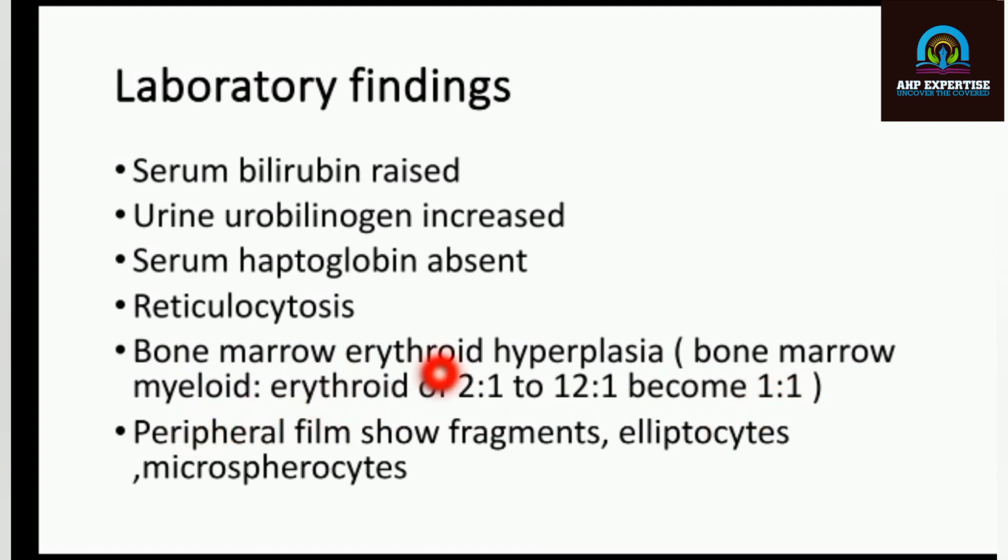The peripheral film will show fragments. These fragments are red blood cell fragments, and then elliptocytes, red blood cells with elliptical shapes, are present, and then come the microspherocytes. Microspherocytes are also because of the increased production of red blood cells in the bone marrow. That's why microspherocytes are in the peripheral film.